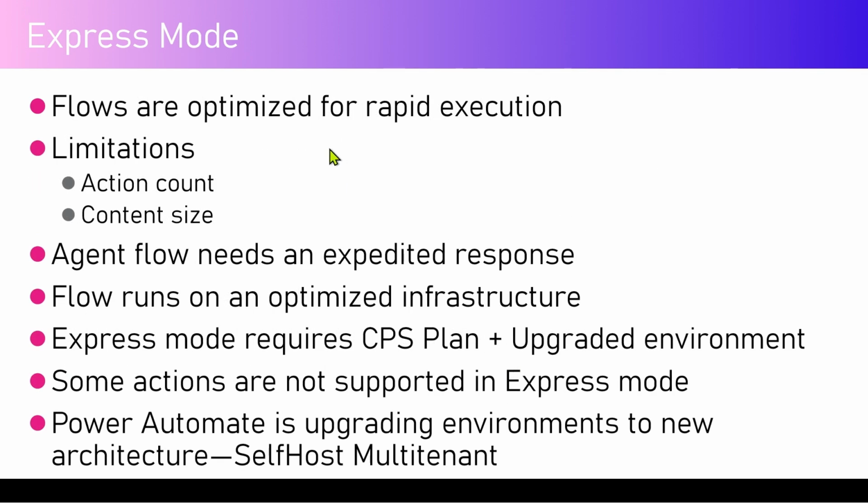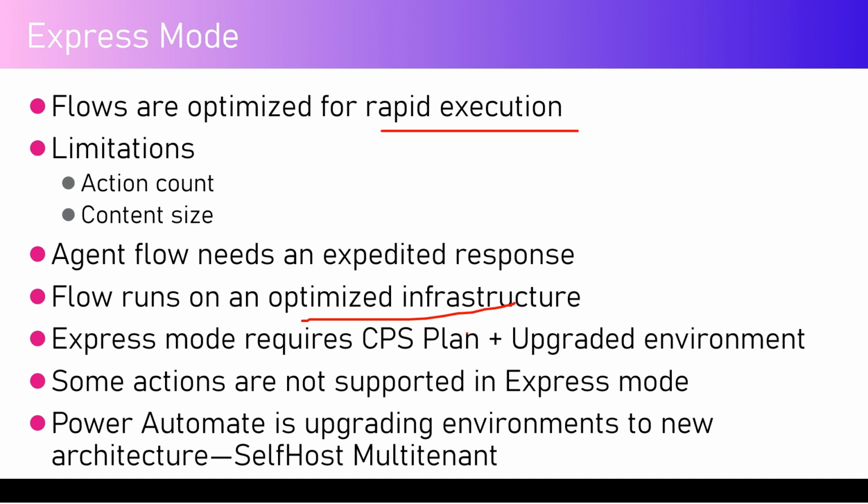In express mode, the flows are optimized for rapid execution, but there are some limitations. You have limits like the action count within your flow and the content size, and the agent flow will give you an expedited response. But why does it give you an expedited response? Because it runs on an optimized infrastructure.